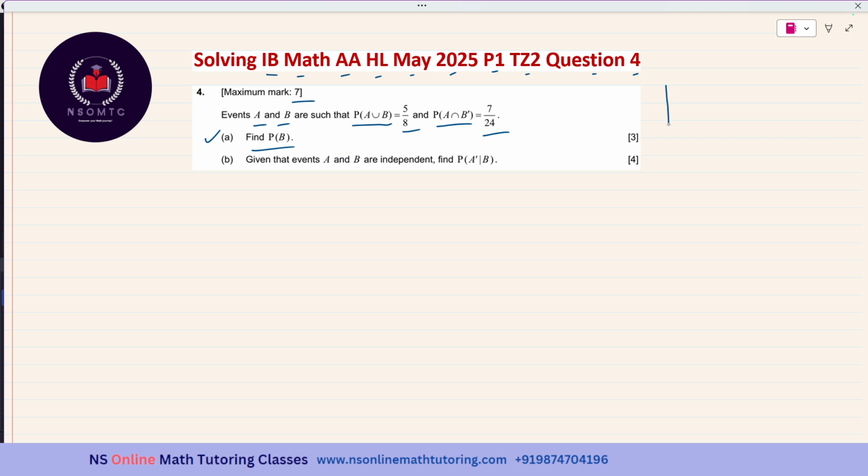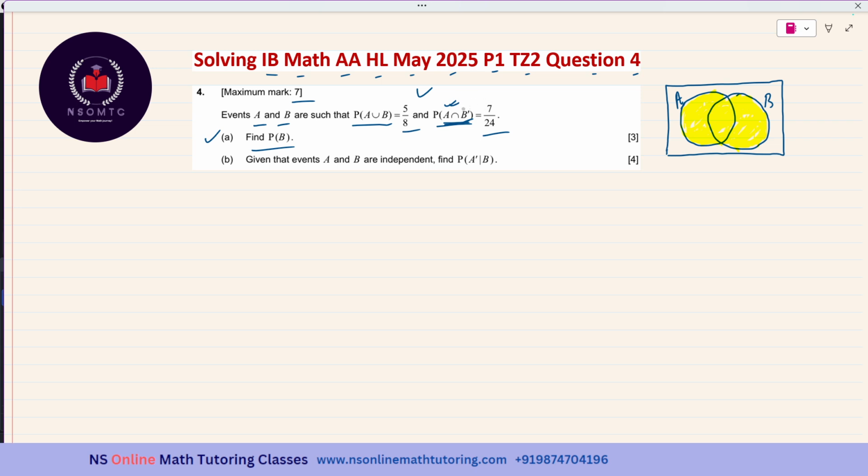Okay, so if I try to draw the Venn diagram, maybe this is A and this is B. So P of A union B is this whole thing. So the probability of this whole yellow shaded portion is 5 over 8. And P of A intersection B prime: which part is that? B prime is not B. It is A, but it is not B.